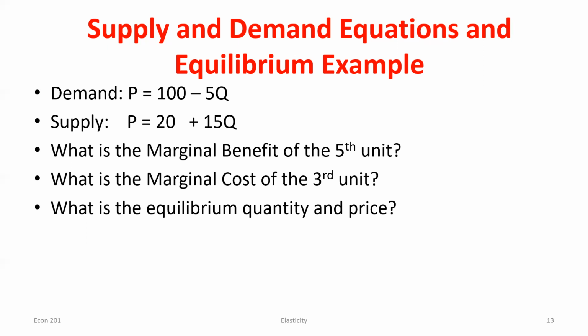Yeah, it's going to be the price at which quantity supplied is 0. So quantity of 0, 0 times 15 is 0. 20 plus 0 is 20. That's where it starts, right? So if the price is 20, nobody's going to supply anything to the market. Say we're graphing this, right?